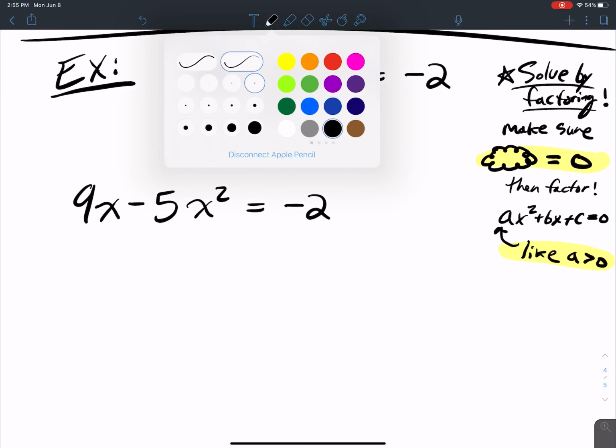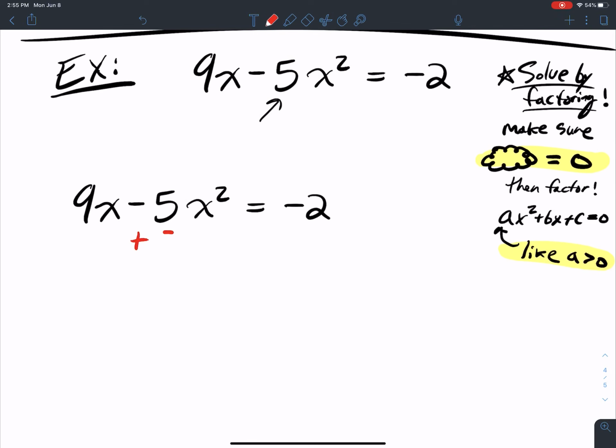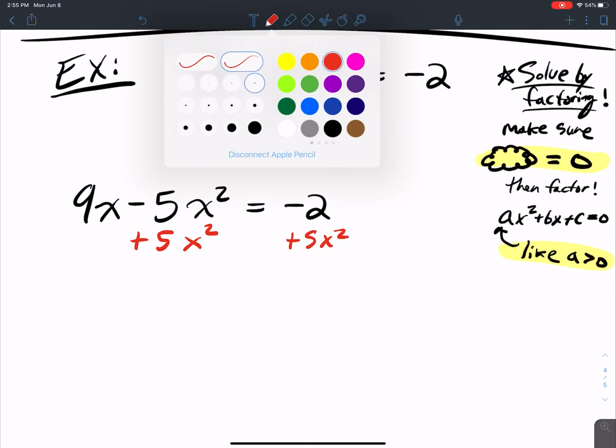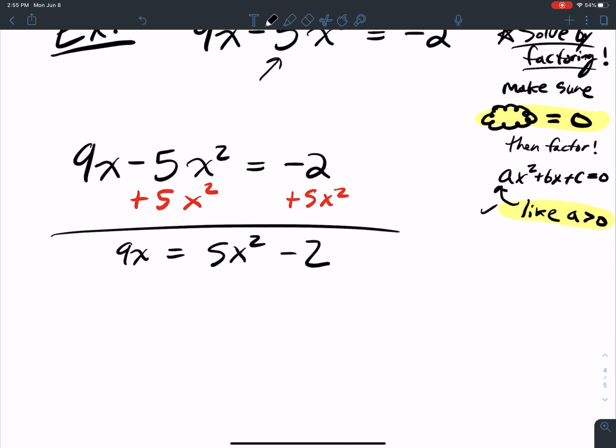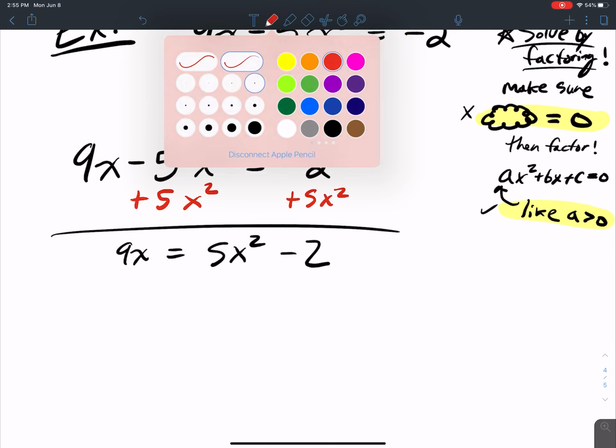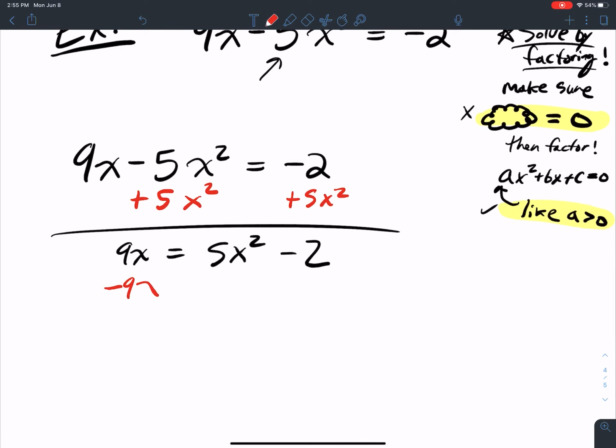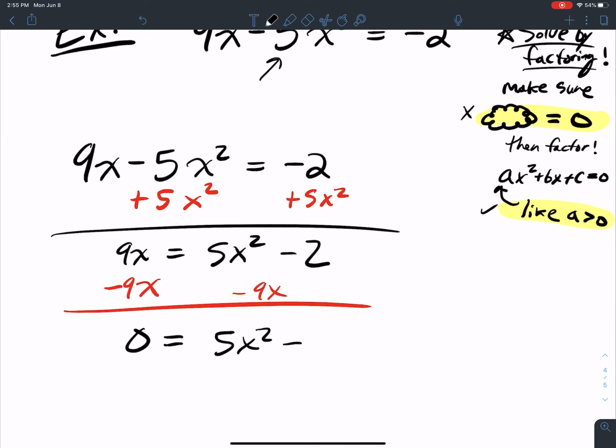Well, the inverse of minus is plus, so I'm going to add 5x squared to both sides. And so now I have 9x equals 5x squared minus 2. Okay, this is good, but it's not quite equal to 0. To make it equal to 0, I'm going to subtract 9x from both sides, and that gets me 0 equals 5x squared minus 9x minus 2.